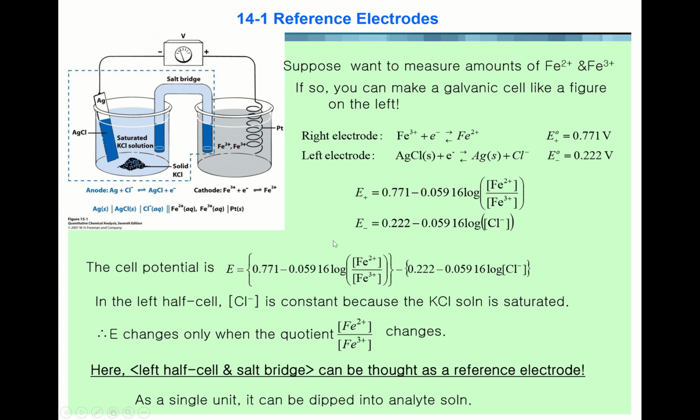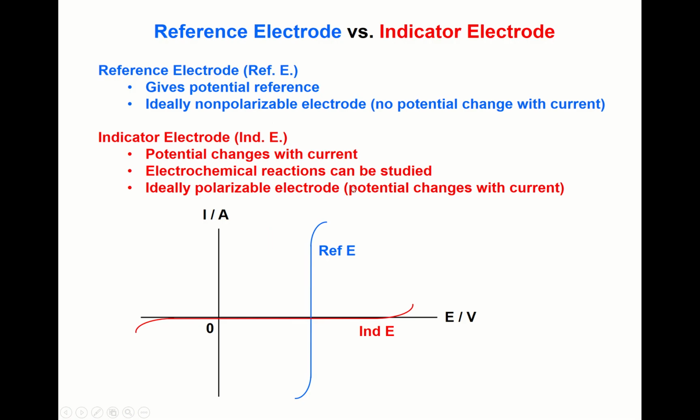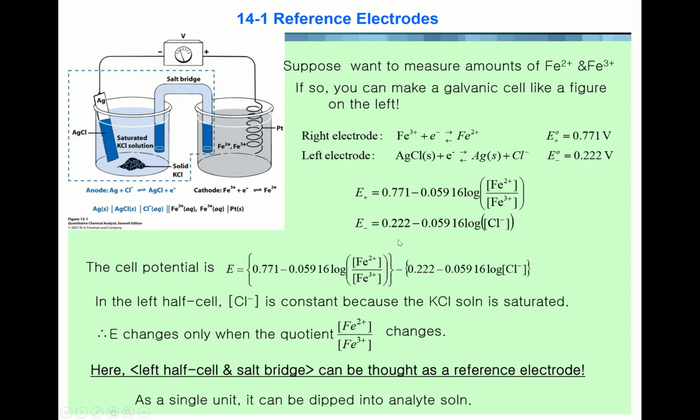Look at that. When the chloride ion concentration is fixed, this silver chloride electrode potential is fixed. It is a reference electrode, fixed at a certain potential. So you understand, right? Here, this is a reference electrode, and platinum is the indicator electrode. The potential of the indicator electrode changes.